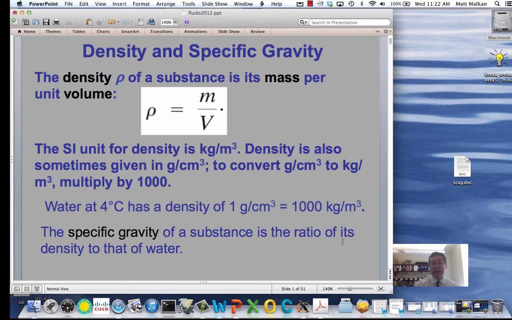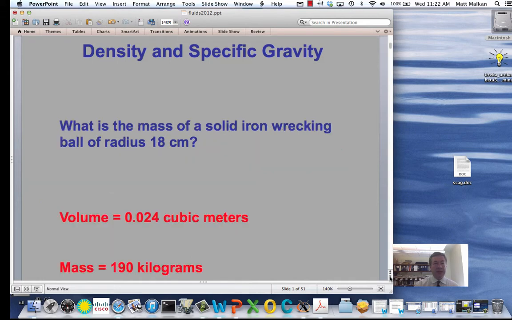So we might use that terminology. At least I would like you to know what that terminology means. No new physics in there, whatever. There was no new physics on that slide at all. There's no new physics on this slide either, but let's just see if you're comfortable with it. We've got a solid iron sphere of radius 18 centimeters. That's a typical wrecking ball. What's the mass of that?